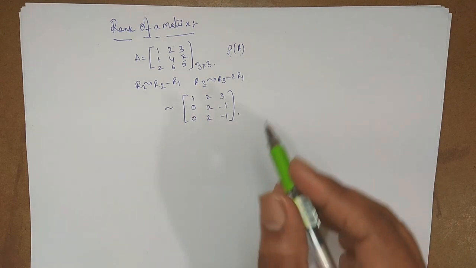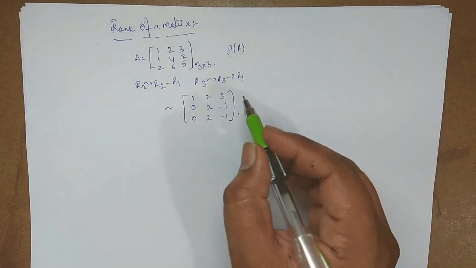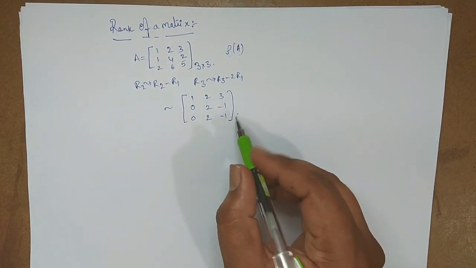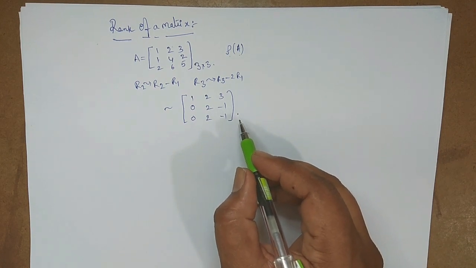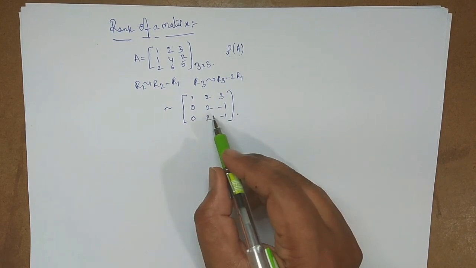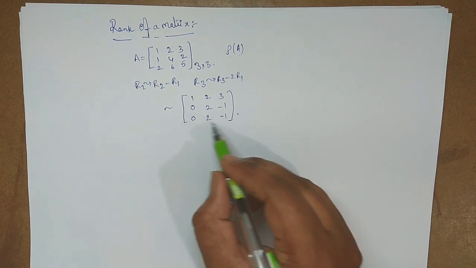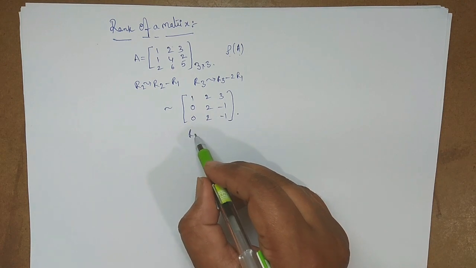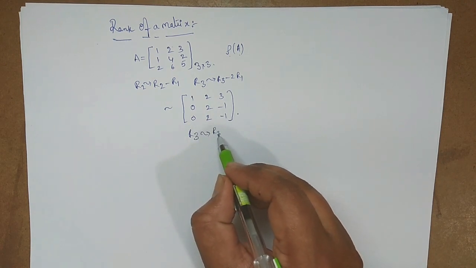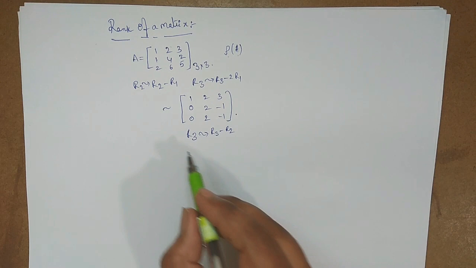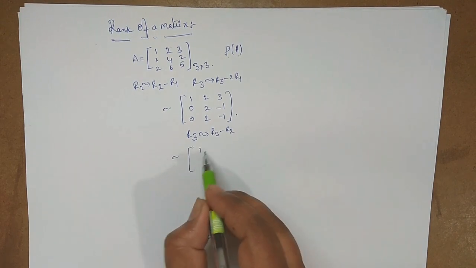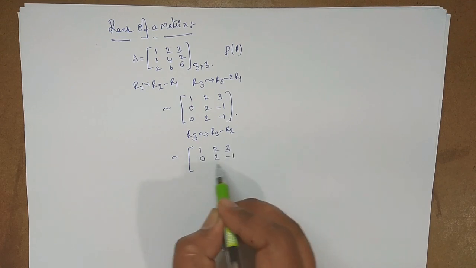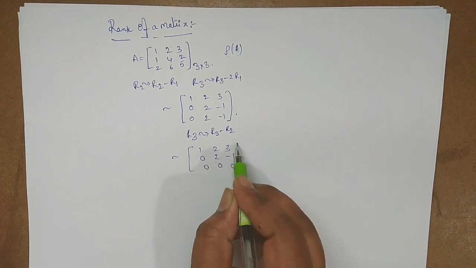Now the third minor of A vanishes. What can we write here? You can make this particular element 0. How can you do that? R3 gives rise to R3 minus R2. So the resultant matrix will be 1, 2, 3, 0, 2 and minus 1, and this will be 0, 0, and again 0.